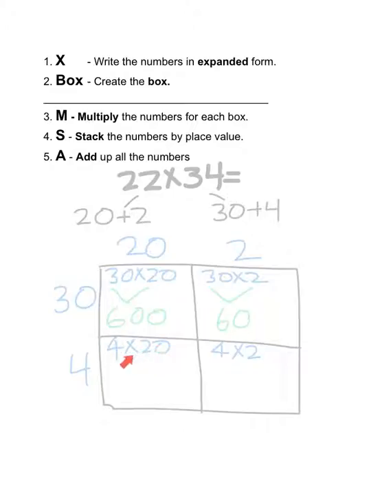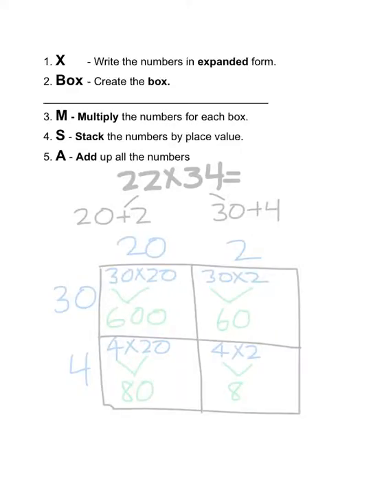Next, I'm going to multiply 4 times 20. So we have 4 times 2 is 8, and then the 0 from the tens place, so 4 times 20 is 80. And then last, of course, we're multiplying 4 times 2. 4 times 2 is 8. So now the multiply step is done. What's left is to stack all of the numbers, and the numbers that we're going to stack are all these numbers that are green, so that we can add up all the numbers and get our final answer.